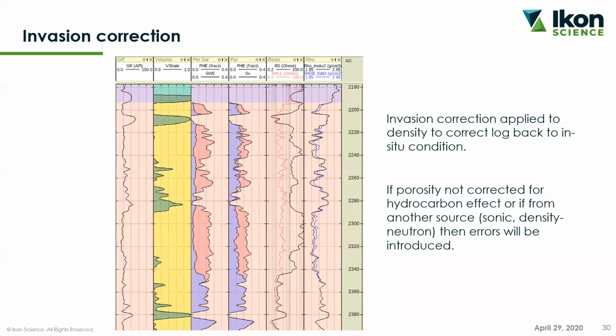So essentially, if you've calculated porosity from a source other than the density, i.e. sonic or density neutron, then you may find that you introduce errors in these steps, in the hydrocarbon correction or the invasion correction, and then fluid sub.